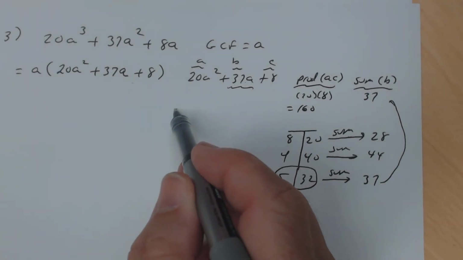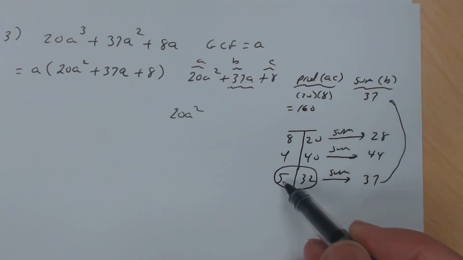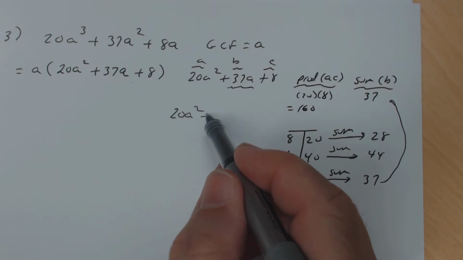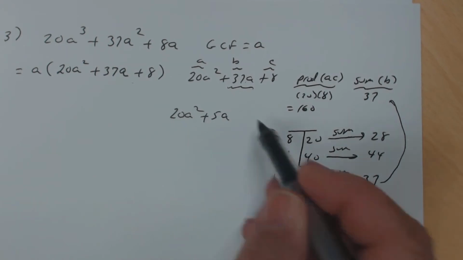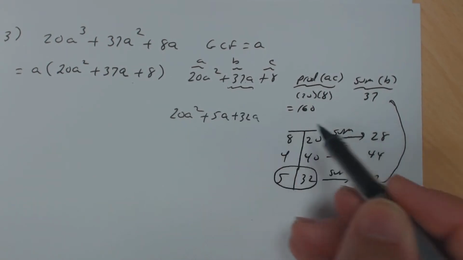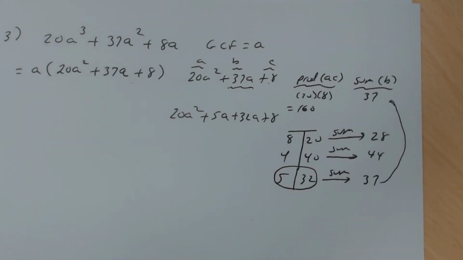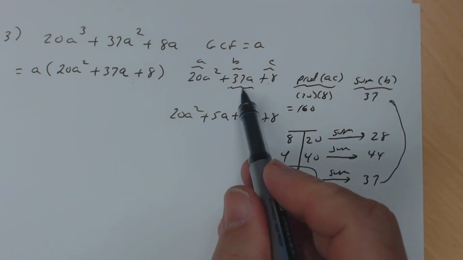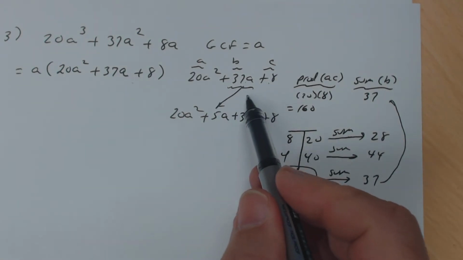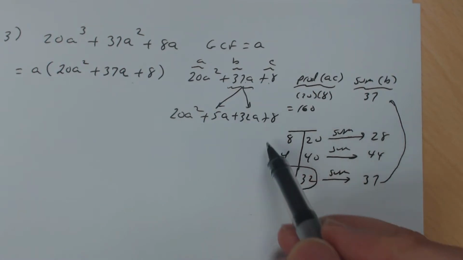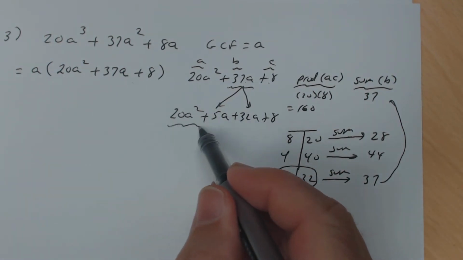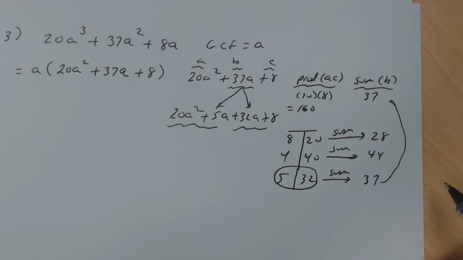So I'm going to get 20a squared. Again, it does not matter whether you put the 5 or the 32 first. Plus 5a plus 32a plus 8. Okay? So all we did was just rewrite the middle term using these two numbers. Group the first two, group the last two.